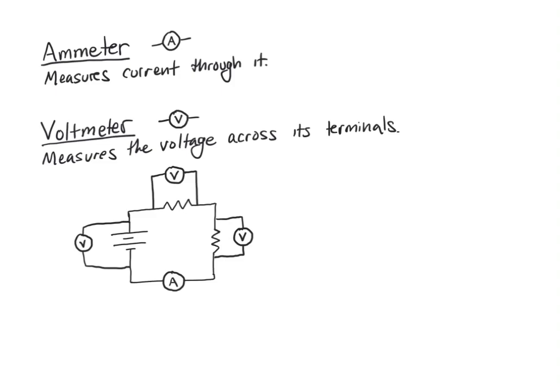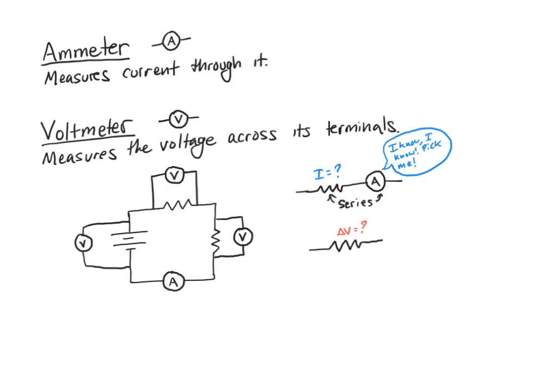So to summarize, ammeters measure the current passing through them. So if I want to measure the current through a resistor, I want to place the ammeter in series with the resistor, because that will ensure that the current through the resistor is the same as the current through the ammeter. To measure the voltage across a resistor using a voltmeter, I have to attach the voltmeter differently. We call this kind of connection parallel.